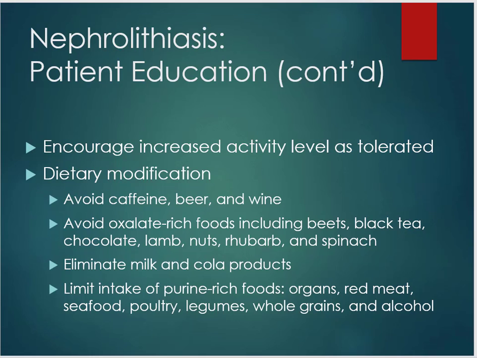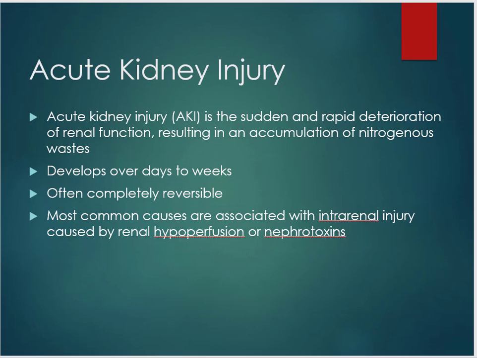Next is renal tumors and bladder tumors. We're not going to go into the specifics of those, but I want you to review that in your book. Renal tumors start on page 622, and bladder tumors end on page 626. So review that. And let's talk a little bit next about acute kidney injury.